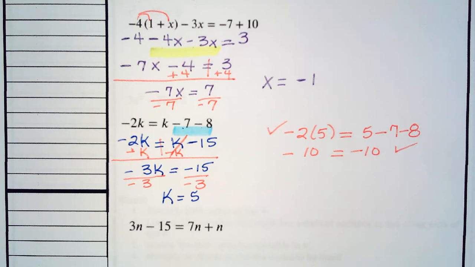Remember how I said that we would have some that would be easier? This next one is probably an easier one to do. You start off by combining your like terms.